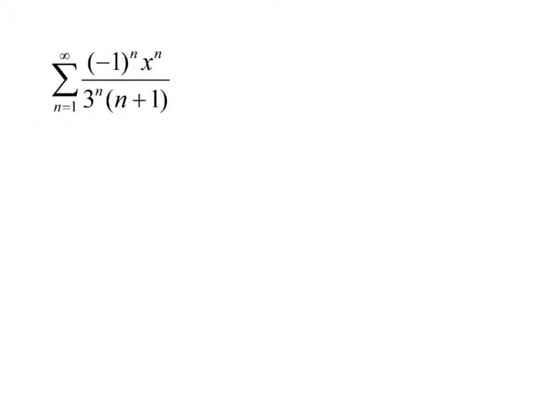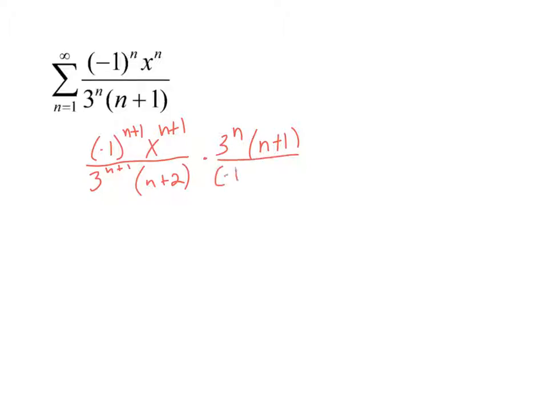Let's set up our ratio test. So we've got (-1)^(n+1) x^(n+1) over 3^(n+1), and then I'm going to do n plus 1 plus 1. I'm just going to write n plus 2 right off the bat. We'll multiply by the reciprocal, because we should be dividing, of course, by the nth term. And remember this is a limit as n goes to infinity, and it needs to be less than 1.